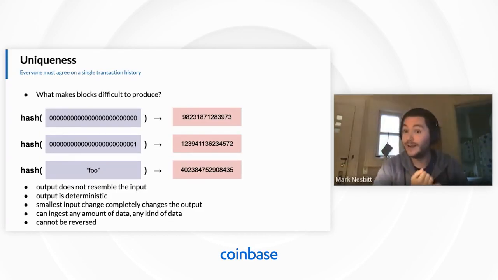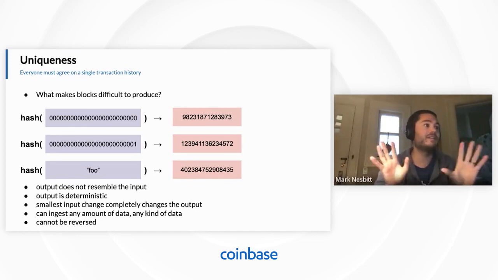It's not random, because random means you might get different things every time. You always get the same output for any particular input, but the output doesn't resemble the input. The smallest change to the input completely changes the nature of the output. So that's what these first 2 lines here, a hash of a long number of zeros and a long number of zeros with the last one being a 1, are meant to illustrate. The 2 outputs have nothing to do with each other.